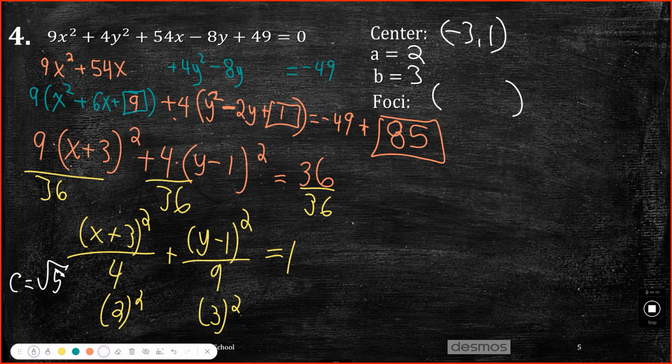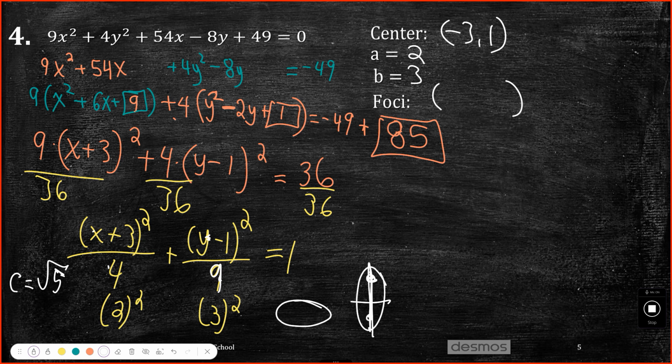So now, is it a sideways squish or is it upright? Is it the standing up egg or the sideways egg? How do I know if it's standing up or flat? Which one is bigger? This 9 along the Y is bigger than along the X. When the bottom number along the Y is bigger, it's a standing egg like that. So we're going to go along the Y to find these focus points, not along the X.